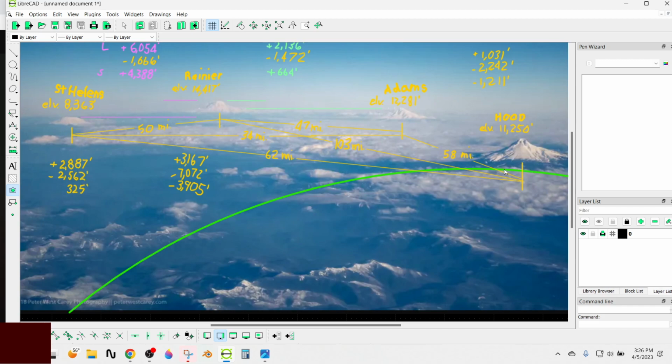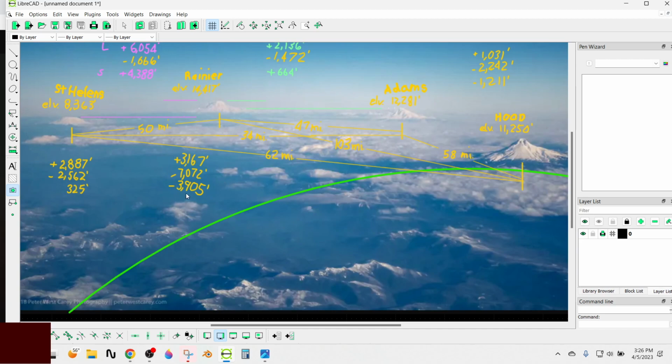Over here you have Mount Hood to Mount Adams. The distance is 58 miles. Mount Adams is 1,031 feet above Hood. The curvature drop for 58 miles is 2,242 feet, so only 1,211 feet of Mount Hood on the sphere Earth should be exposed.